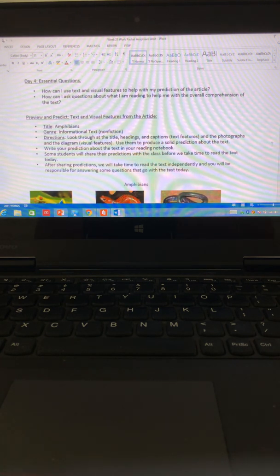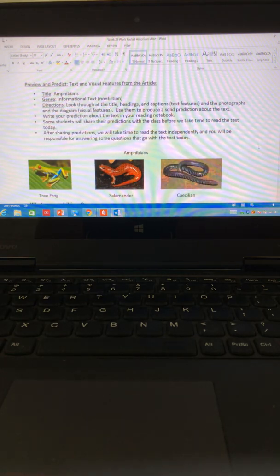Our focus today are essential questions. How can I use text and visual features to help me with my prediction of the article? How can I ask questions about what I am reading to help me with the overall comprehension of the text?